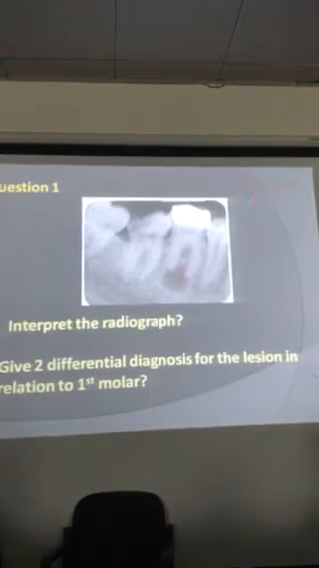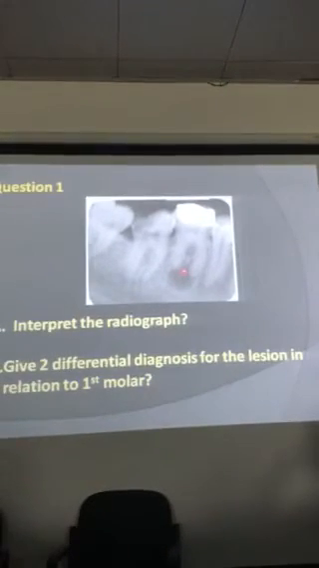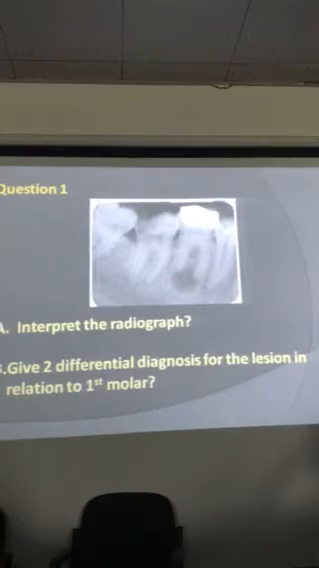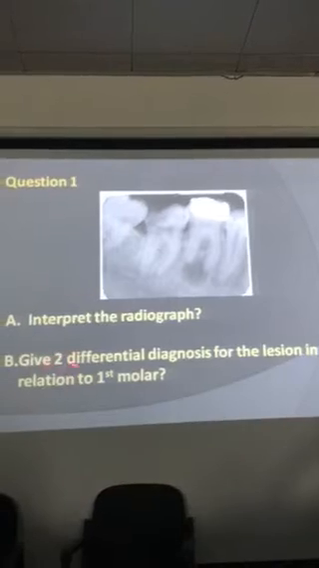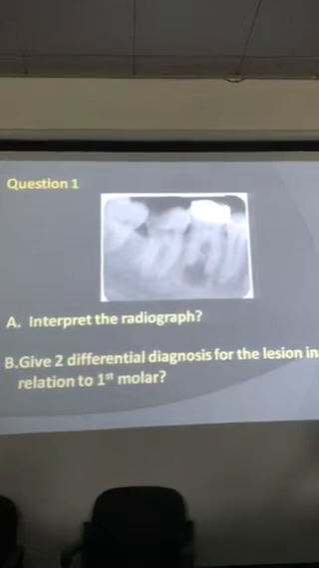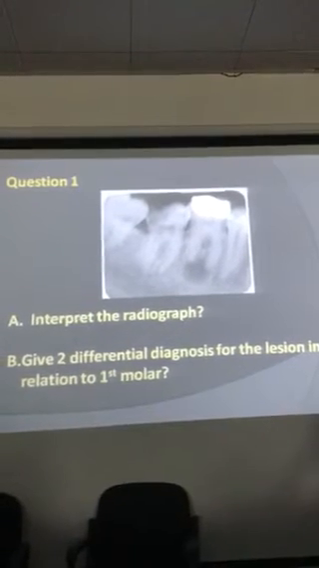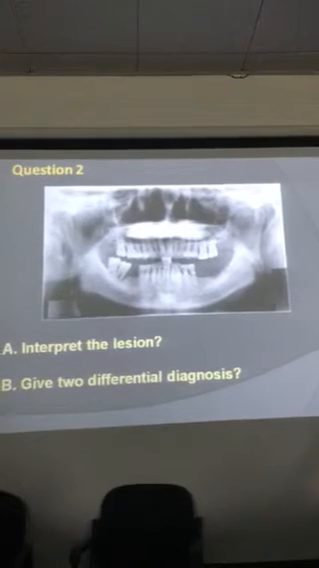Now you come to the lesion. You say 0.5 centimeter, periapical, well defined, corticated radiolucency. Only that much. Clear? Now, see the second question. Give 2 differential diagnoses for the lesion in relation to the first molar. What will be the diagnosis? Abscess, granuloma. Fine. Full marks.